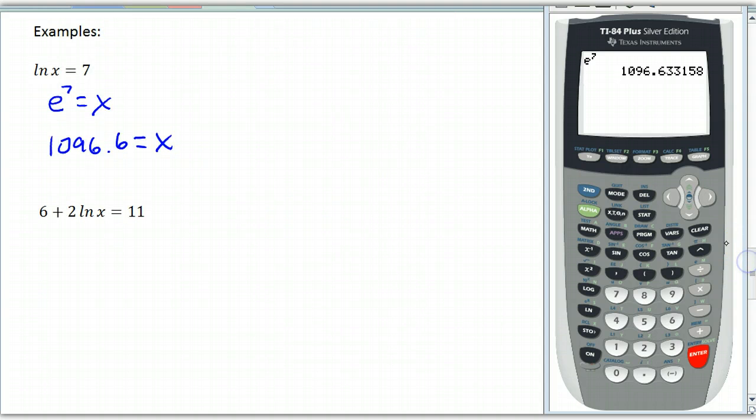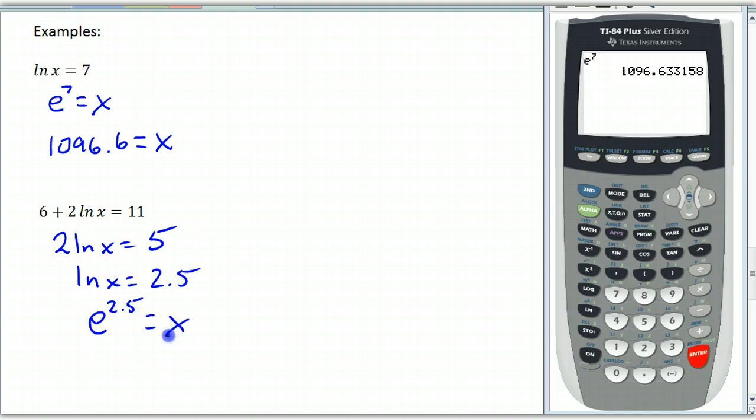Alright, how about this example? Let's get the log all by itself. So I have 2 natural log of x equals 5. The natural log of x equals 2.5. So e to the 2.5 equals x. And then we finish that on our calculator. E to the 2.5 is x. So 12.18 is x.